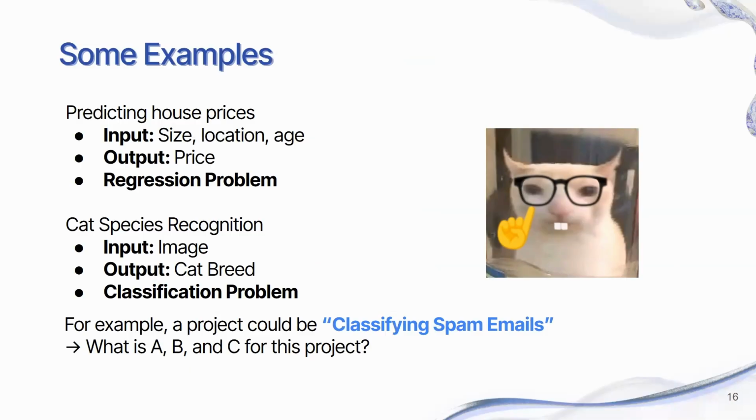Or for example, cat species recognition. You take an image, the output would be the cat breed, and that's a classification problem. So, I kind of gave it away with the name, but if you want to make a model about spam emails, what do you think could be possible inputs for a project like this? Let's say I want to classify spam emails.